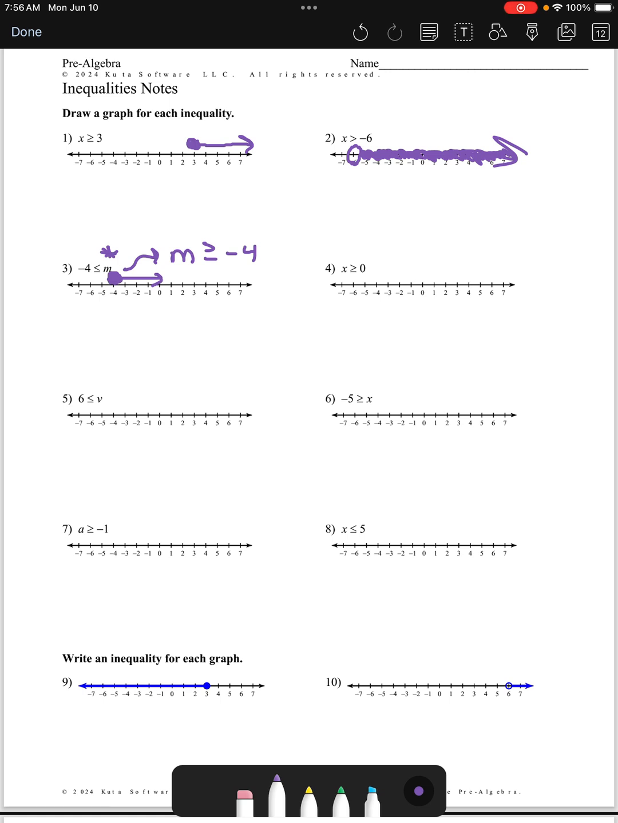All right, at this point, you've seen the general idea. I invite you to pause the video and attempt 4 through 8. I'm going to go through them a bit faster.